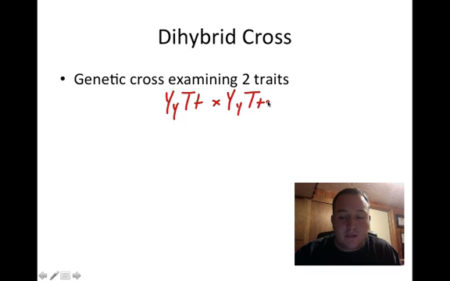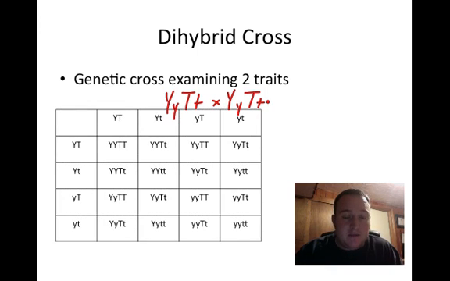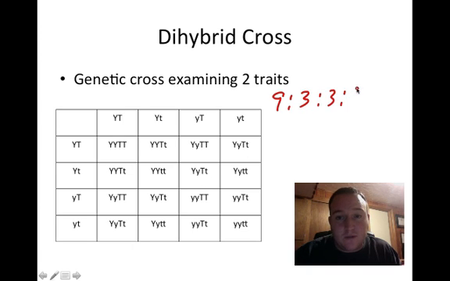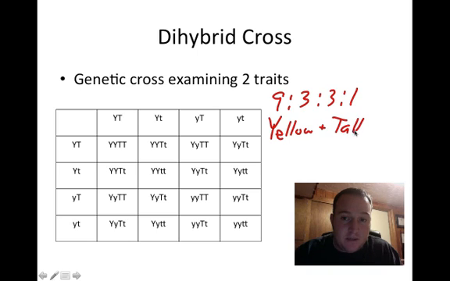And so what do we get? Well, essentially we have 4 gametes we can make for each one, and so we're going to have a large Punnett square. So the Punnett square looks just like this. And when we do this cross, you're going to get this 9 to 3 to 3 to 1 ratio. And so what does that look like? Well, 9 of these should be yellow, since that's the dominant color, and tall, since that's dominant.